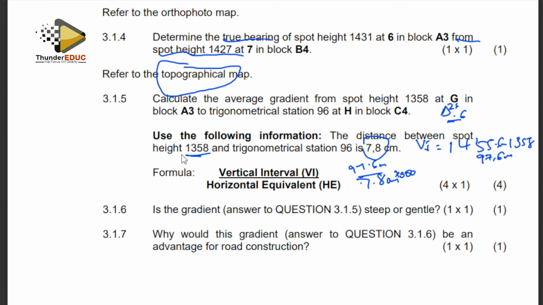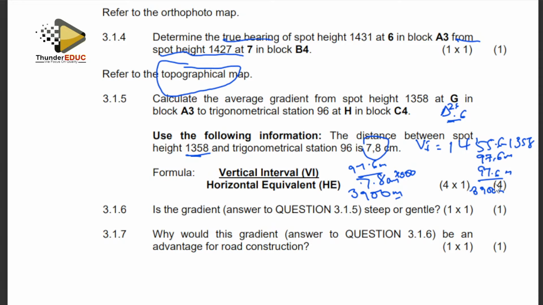Let me just go to my calculator here. 7.8 times 500, you get 3900 meters. Okay, so you have this, you have this. What do we do? We put it in our formula. It is 97.6 over 3900 meters.